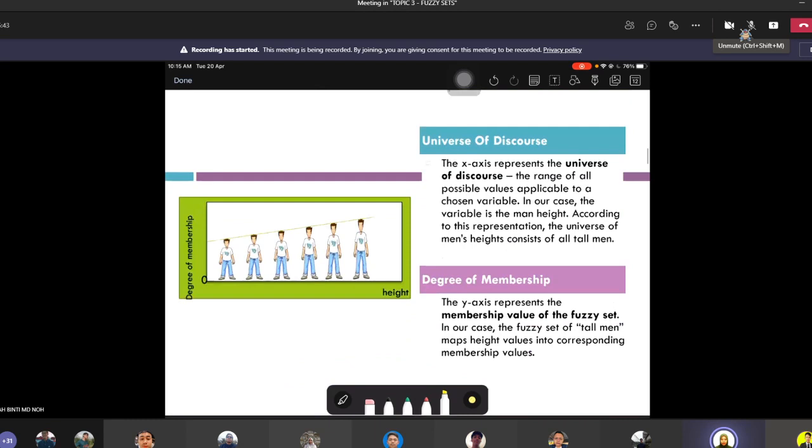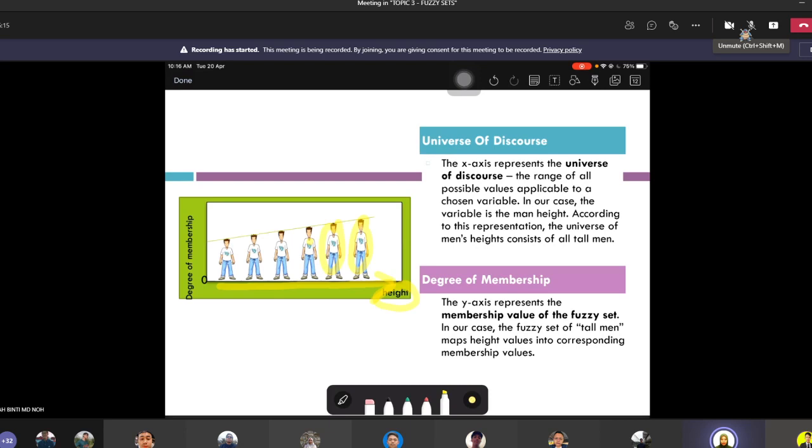And then when we talk about the universe of discourse, the universe of discourse usually represented by the x-axis, yang mana it is actually the range of all possible values that you can have for the variable. Okay, so kalau variable dia height, maknanya semua possible value in height kena ada dekat x ni lah. So universe of discourse biasanya dalam bentuk numbers lah. Right? Okay, so you can have that kind of thing.